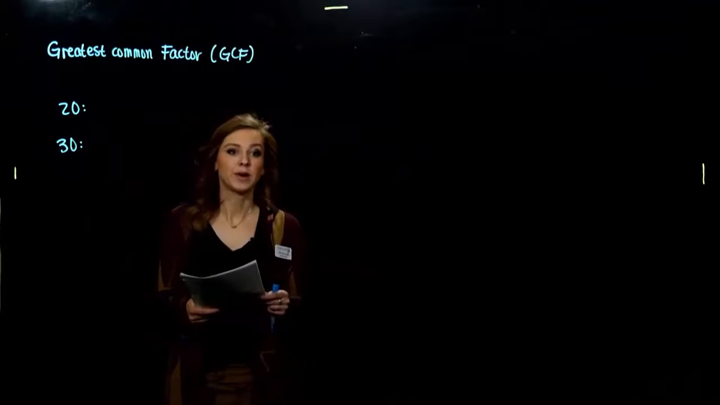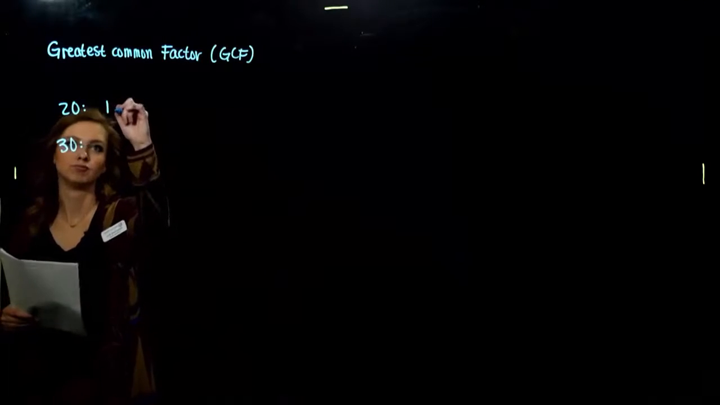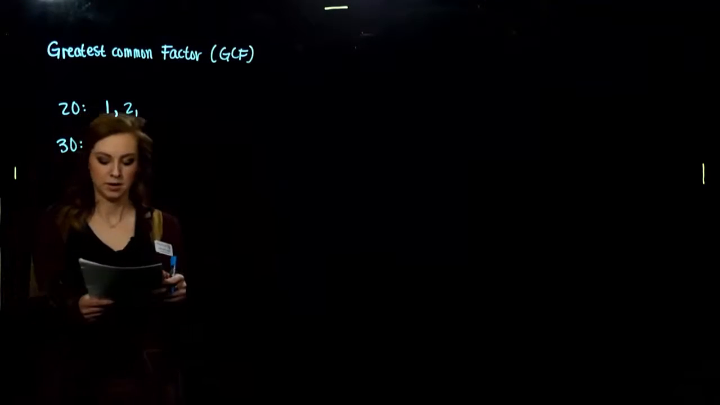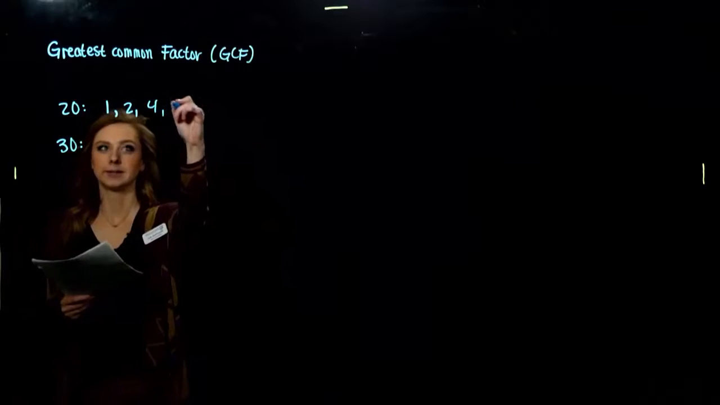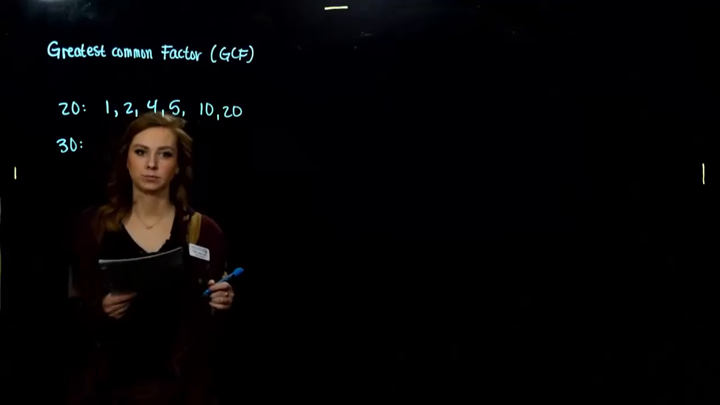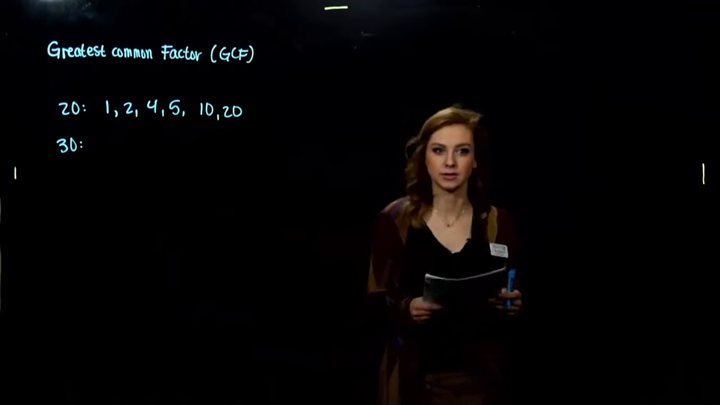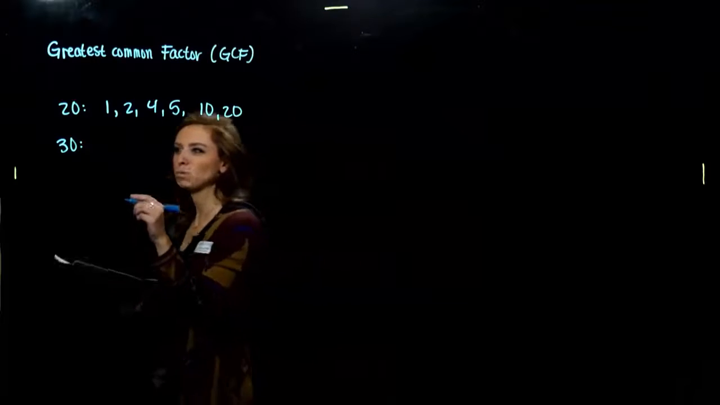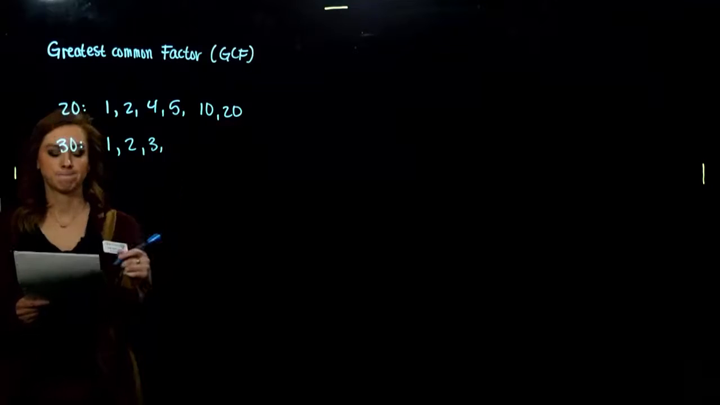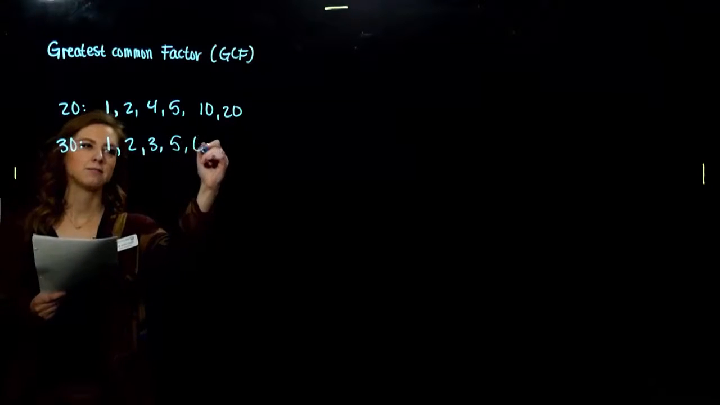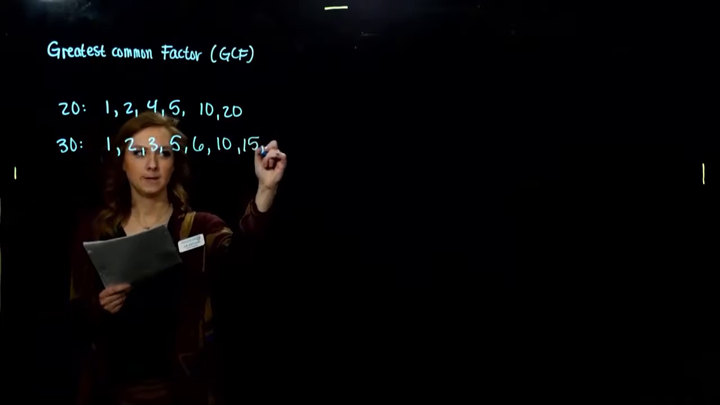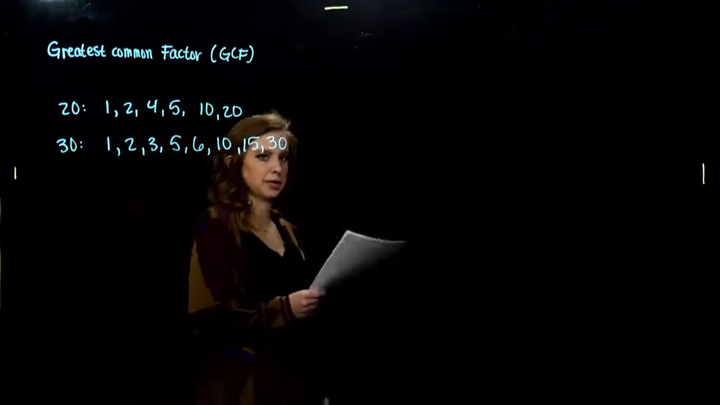So what are my factors of 20? Always 1. It's always divisible by that. It's even, so it's divisible by 2. 3 it's not, but 4 is also a factor. 5, 10, and itself, 20. Those are all of the possible factors of 20. What about 30? Some of the same, it's always divisible by 1. 2, 3, not 4, but 5, 6. What else? 10, 15, and itself, 30.